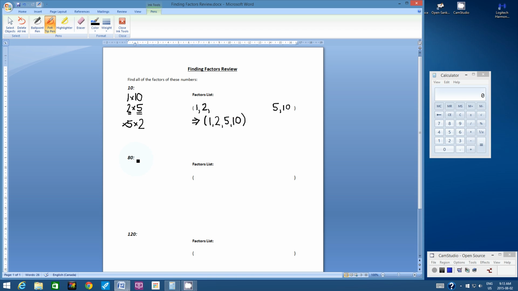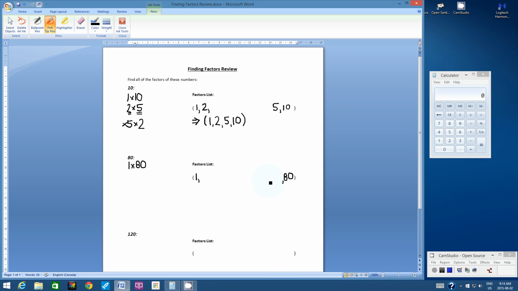Okay, let's go on to another number that probably has more factors. So we're looking at the number 80. Remember, before you think of anything, before you take out your calculator, the first one you always have to write down is 1 and the number. Those are the first two factors, because even a prime number has the factors 1 and itself. So we have 1 times 80. Let's go over to our factors list. Put 1 on the left-hand side, and let's put 80 on the right-hand side.